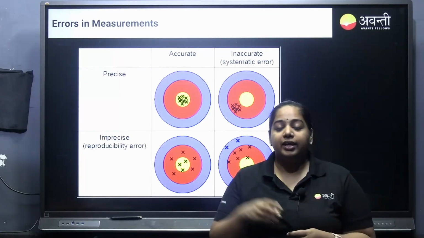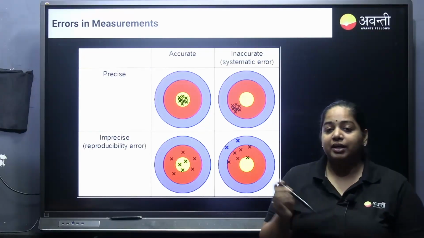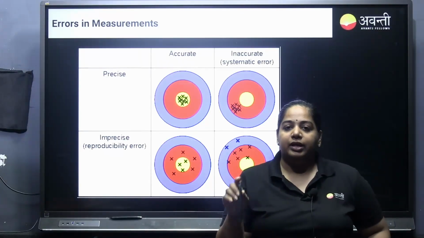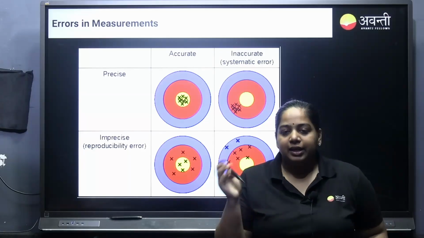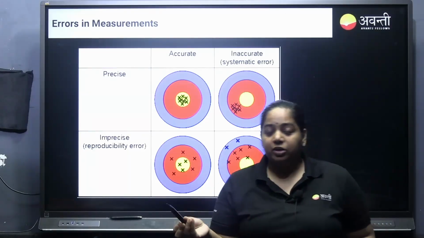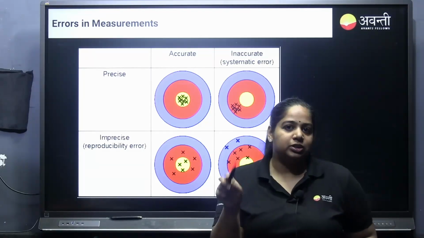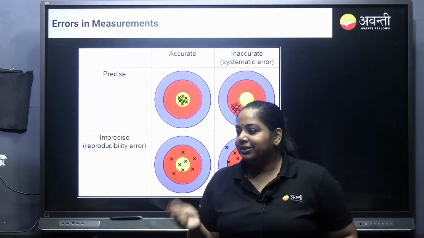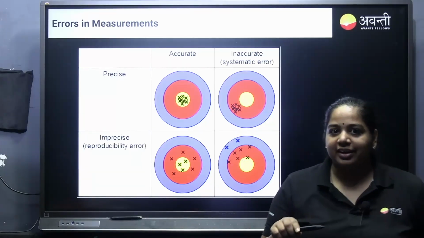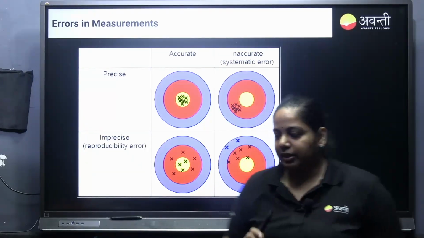I am taking another vernier calipers and measuring this. I am getting values as 10.1, 10.2, 10.3, like that. It is not near the true value, so it is not accurate, but the values are close to each other, so it is precise. So precision doesn't mean the value is correct. Accuracy means the value is correct. Okay.